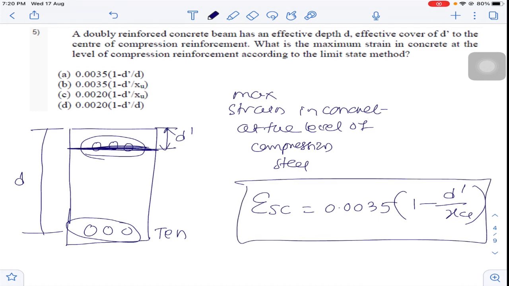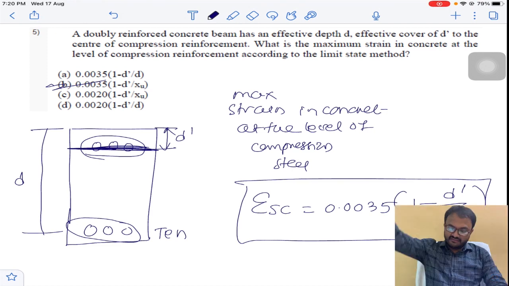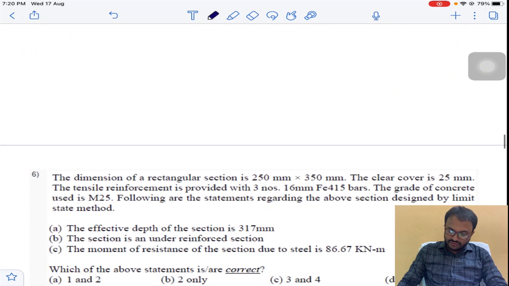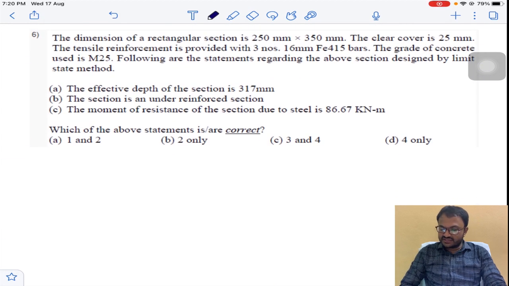So the option B for question number 5. Now coming to question number 6, the dimensions of rectangle section is 250 by 350.